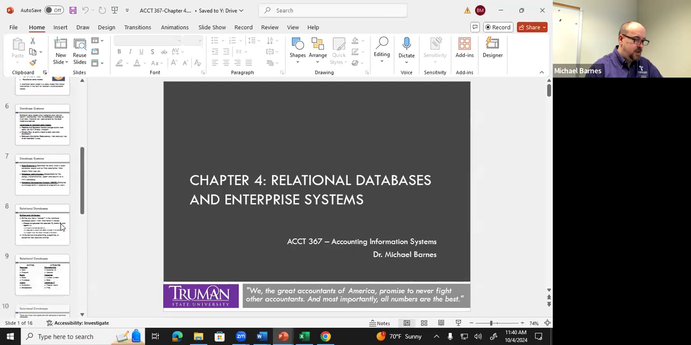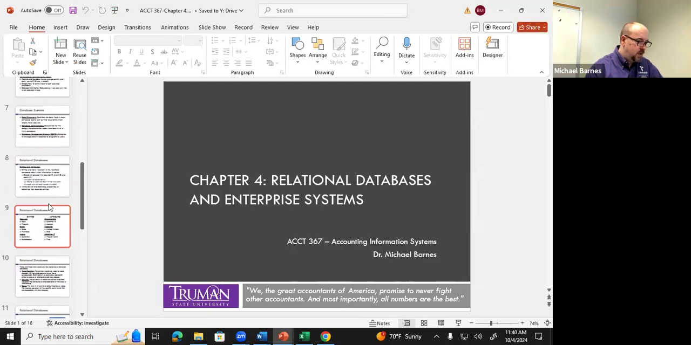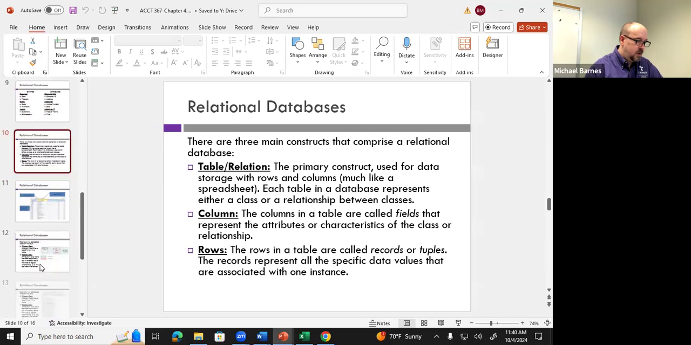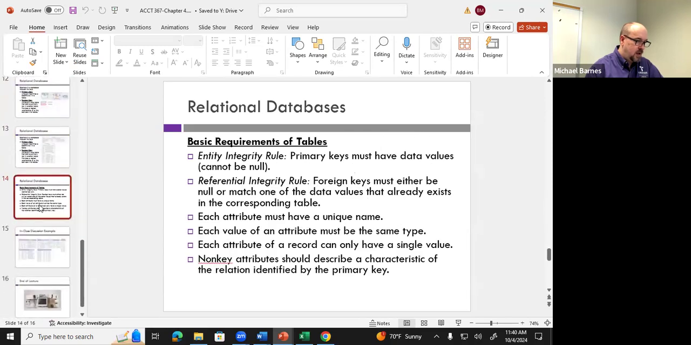Just quote it and then have somebody say, but you didn't tell us exactly what it was. So entity integrity rule: primary keys must have data values. They cannot be null. Okay. Referential integrity rule says foreign keys must be null or match one of the data values that exist in the corresponding table. Remember, foreign keys are primary keys from other tables. And it's possible that you can have null values in there if it doesn't exist in that table. So that's why they must be null or match a data value that already exists.